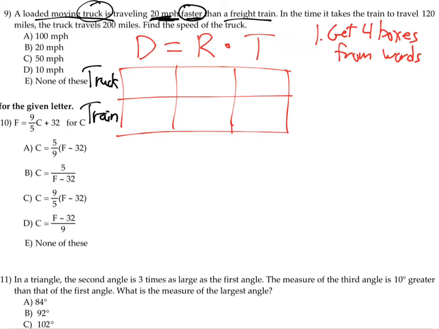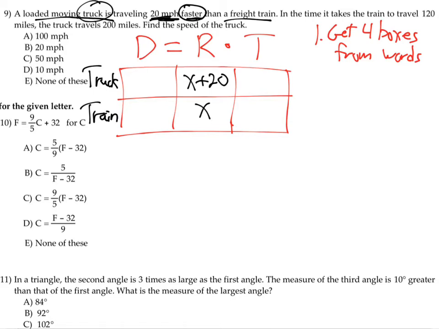X, right. The truck is 20 faster, so the truck is X plus 20, and the train is X. Those are both rates, by the way. They go in the rate boxes, the middle boxes, right? Speed is rate, miles per hour. See how the truck is 20 faster, so X plus 20? Is that good?